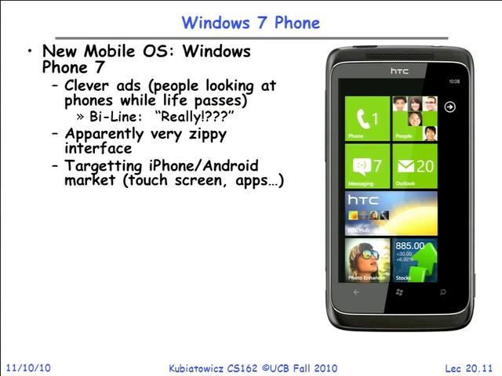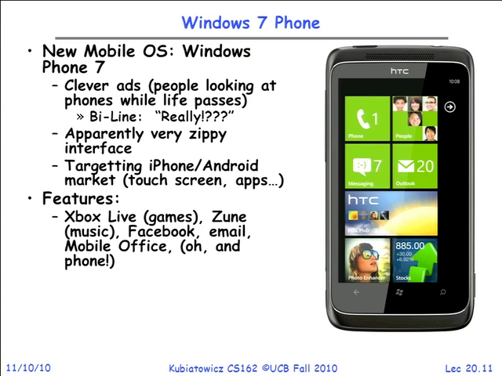Yeah, so there's things that are missing. For instance, I think it doesn't have Flash yet, so the browsing experience is not that great yet. But their attempt to go after games is Xbox Live. So the word on the street is that this is not as cool yet as the iPhone, but certainly cooler than a lot of the Android games. They've got music players that are pretty good. It's got Facebook integration, email, mobile Office, which of course everybody needs to do PowerPoint on their phone.